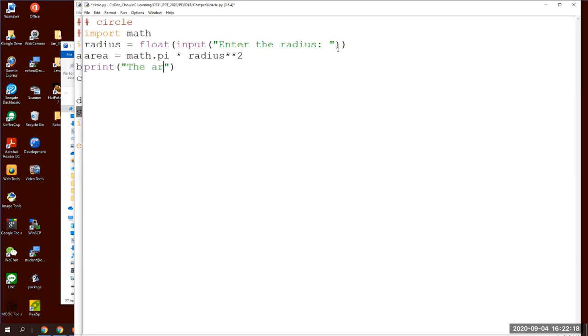And then we should print out the area for a circle with radius this one is this one.